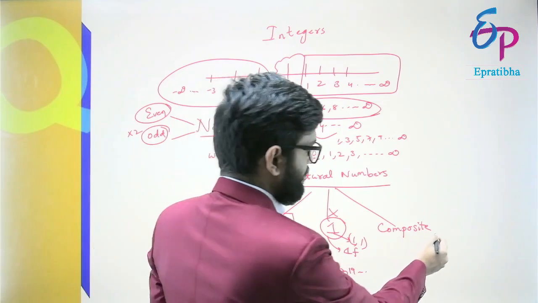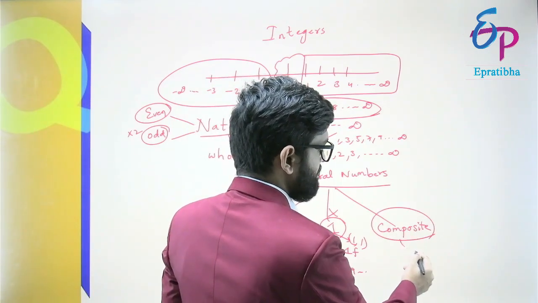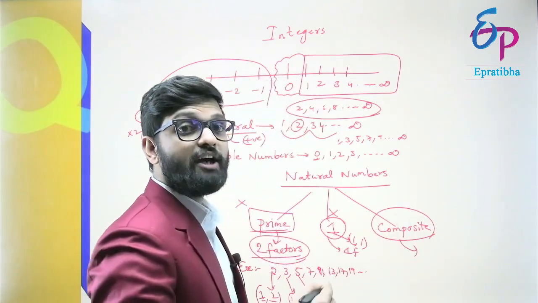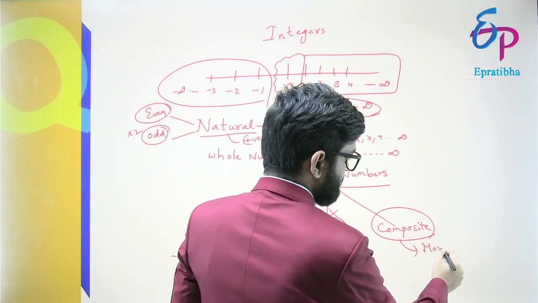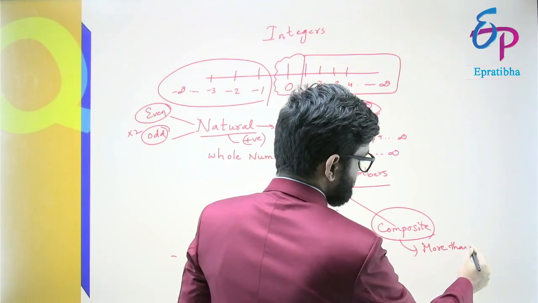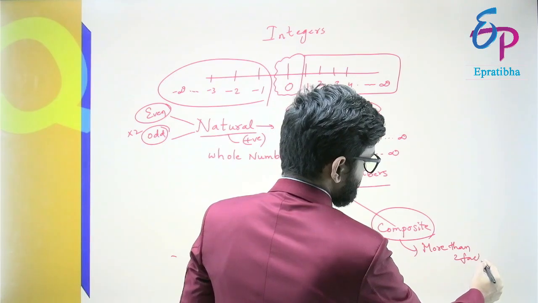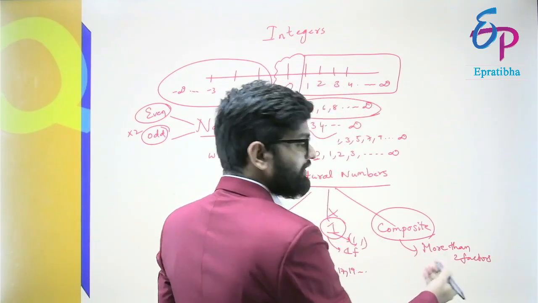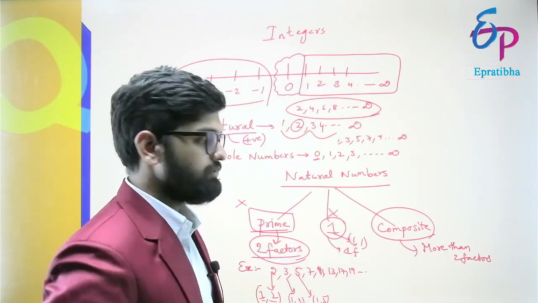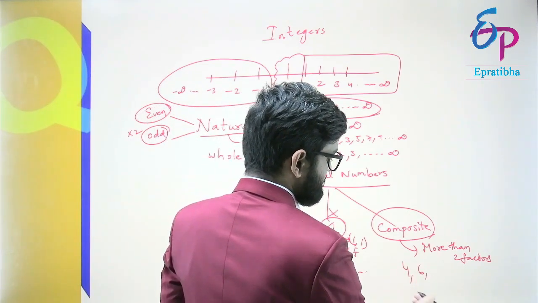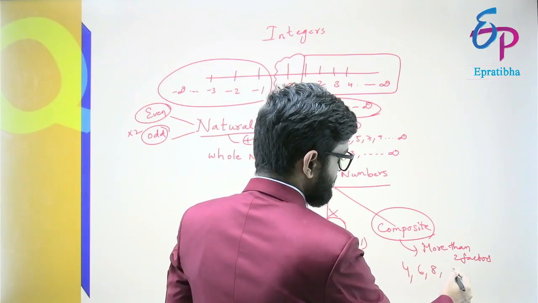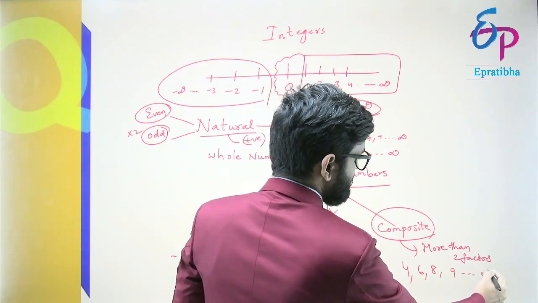Now moving on, what are composite numbers? Composite numbers are those numbers which have more than 2 factors. So what are those numbers? What is the first composite number? The first composite number is 4, and then you can take 6, and then 8, and then 9. There are so many numbers.